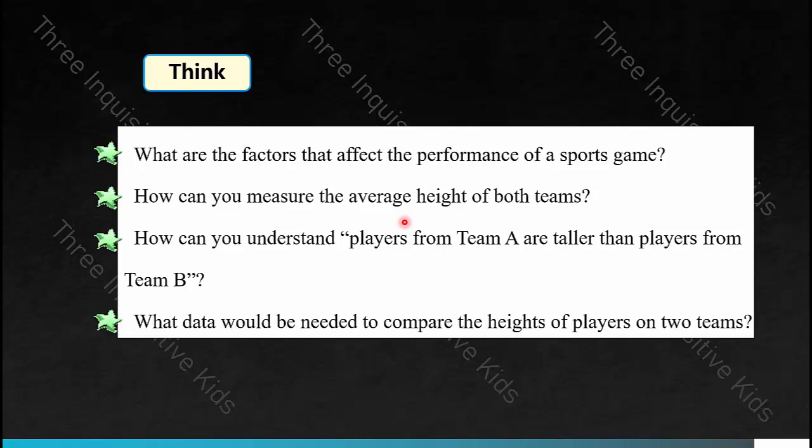We haven't really delved into that yet, but we will quickly in this lesson, so stay tuned. How can you understand players from team A are taller than players from team B? Well, we're essentially using the average of team A and the average of team B, and then comparing those two averages instead of comparing each player on each team. What data would be needed to compare the heights of players on two teams? Of course, we need to find their average, but to find that, we need to find the heights of each player first.